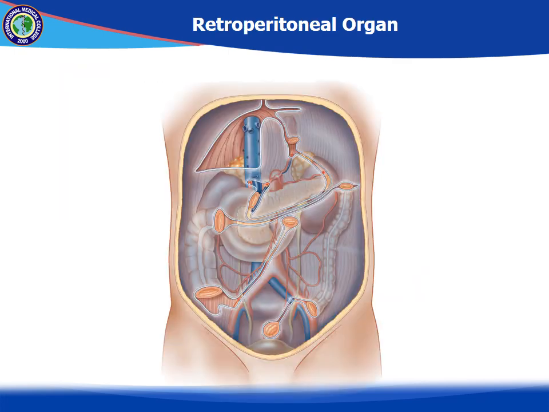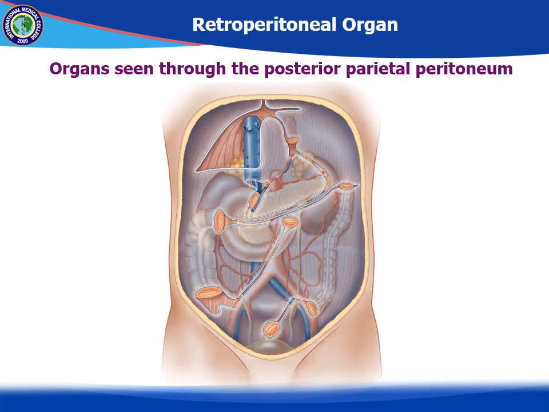You can see the posterior wall. So the transparent or translucent peritoneum is there. Through the peritoneum you can see all the organs. Okay, this is the kidney.